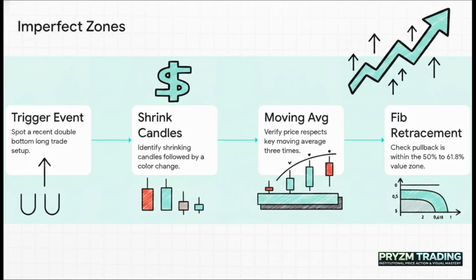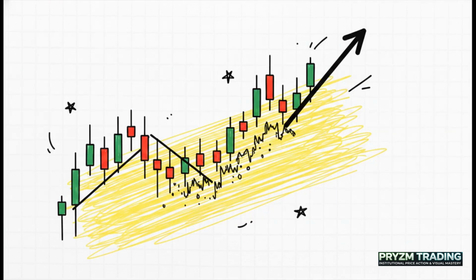Third, check this out. Price respects our key moving average for 3 candles in a row, right at our key support and resistance area. And fourth, if we pull our fib retracement, the pullback is perfectly situated within that 50 to 61.8% value zone. If you had just passed because the zone wasn't picture perfect, man, you would have missed a massive moving uptrend.